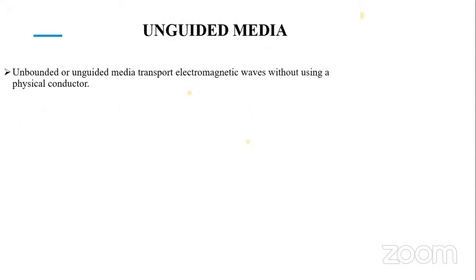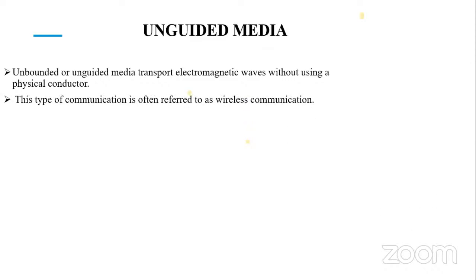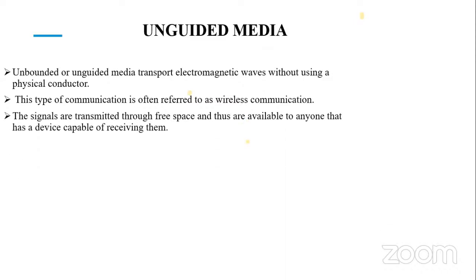And coming to the unguided medium, generally you can say other than physical medium, unguided medium uses waves. Using waves, the information will be transmitted from source to destination. Unbounded or unguided medium transports electromagnetic waves without using a physical wire. This type of communication is often referred to as wireless communication. The signals are transmitted through free space. These are available to anyone that has a device capable of receiving them.